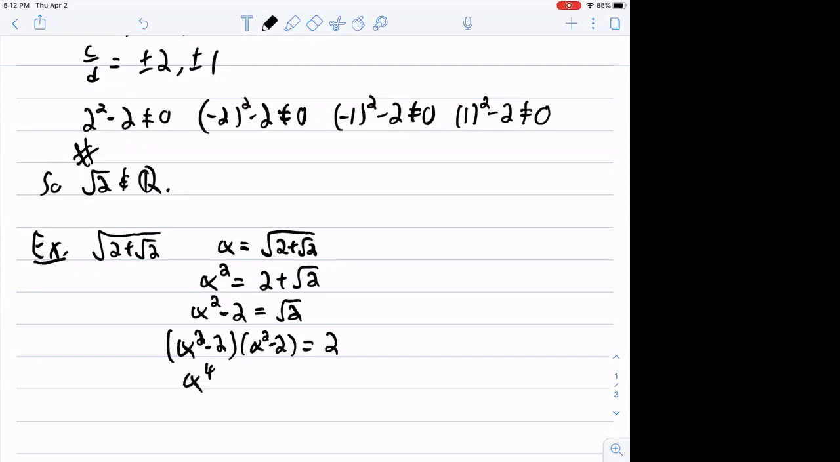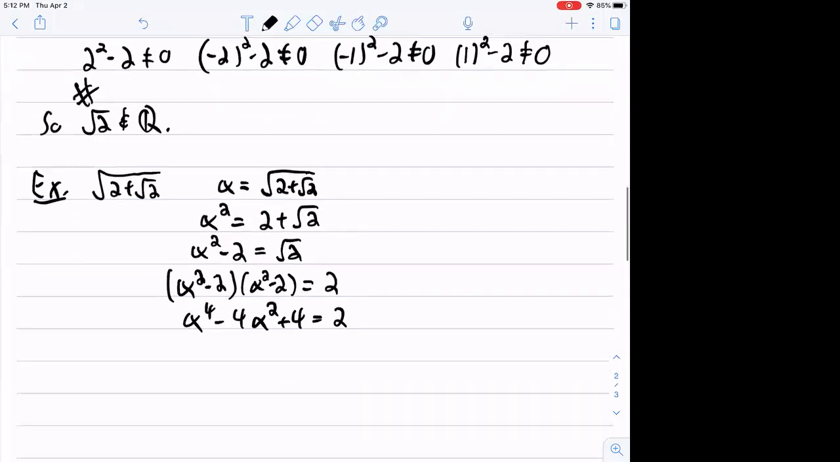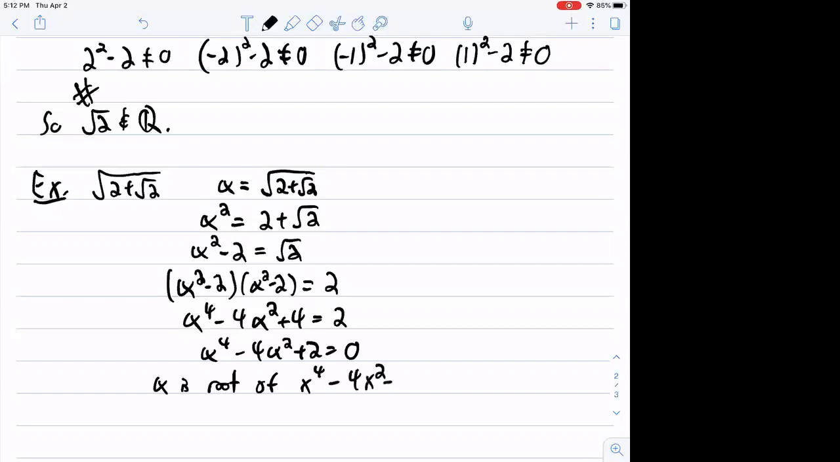And this is alpha to the 4th minus 4 alpha squared plus 4. And this is 2. So let's subtract. But this exactly means what? This means alpha is, by definition, a root of x to the 4th minus 4x squared plus 2. I always write the equal 0. Because if I plug in alpha from above, you see that it's 0.